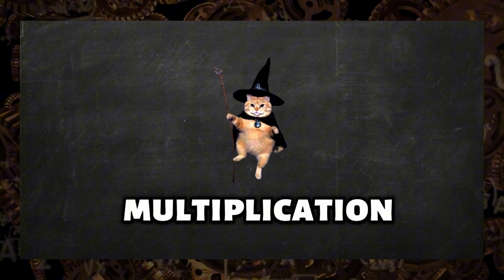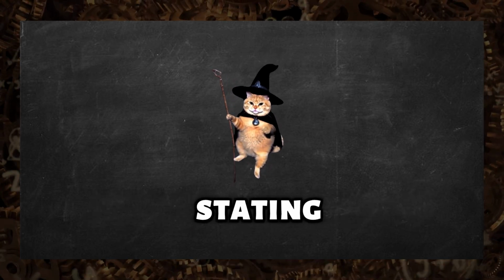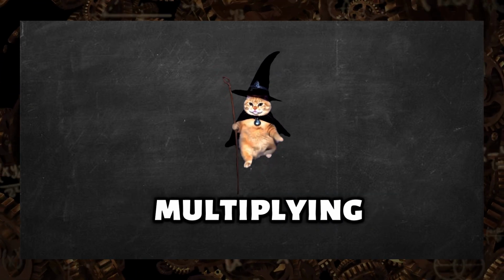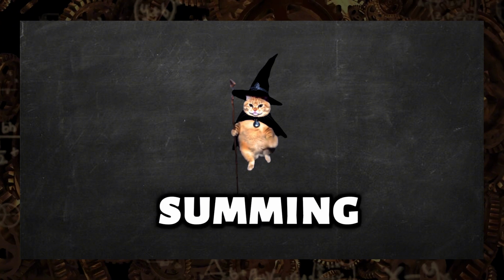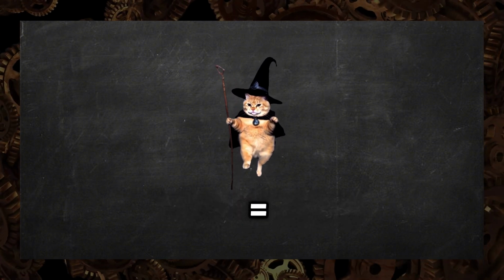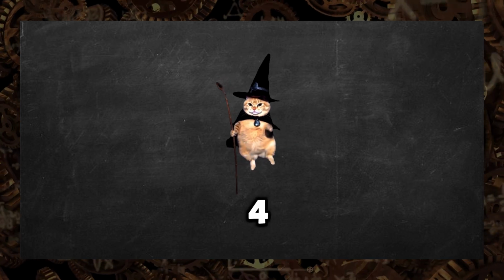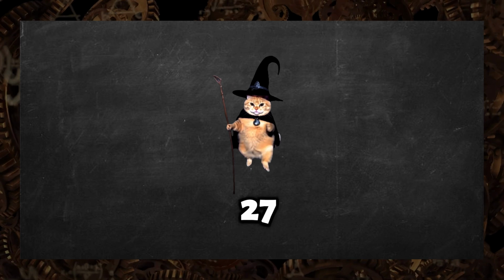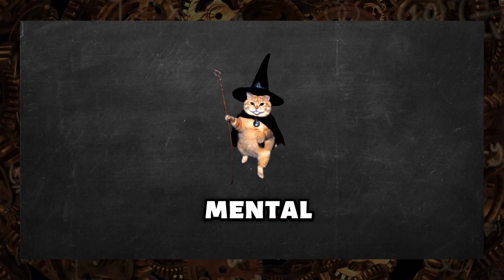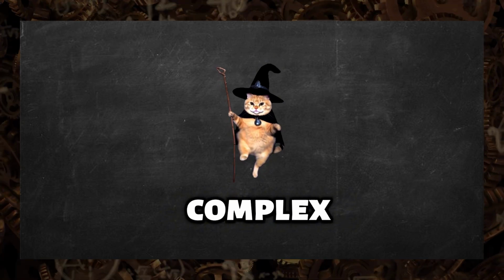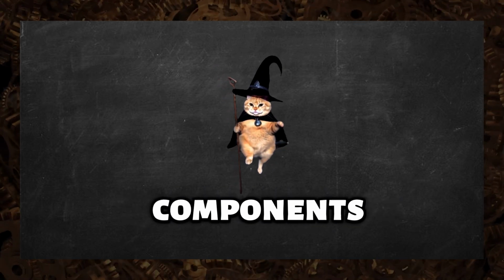Distributivity links multiplication with addition, stating that multiplication over addition is equivalent to multiplying each addend separately and then summing, as in 3 times (4 plus 5) equals 3 times 4 plus 3 times 5, both 27. This property facilitates mental arithmetic and factoring, breaking down complex products into simpler components.